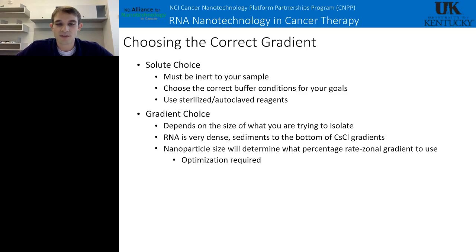So a lot of times, optimization will be required for the gradient you will need to use. Depending on your method of detection, whether it be absorbance, fluorescence, maybe some tritium labels, so you could use the radioactive signal, you can always start with a small scale, and you can run 6 samples at a time in the SW55 rotor from Beckman. So you can try different gradients and optimize your conditions first, and then load your entire sample before you purify. That way you know you end up with a pure sample.